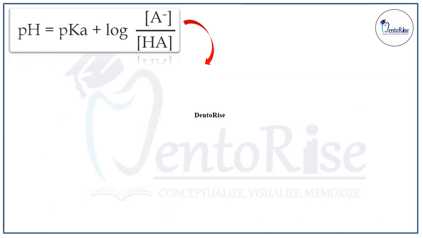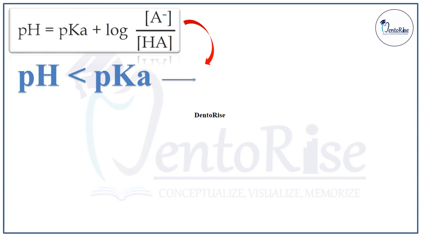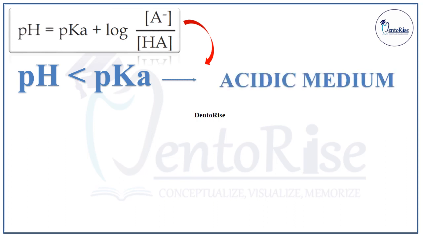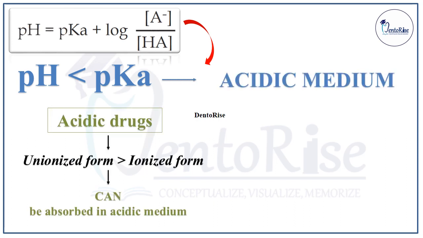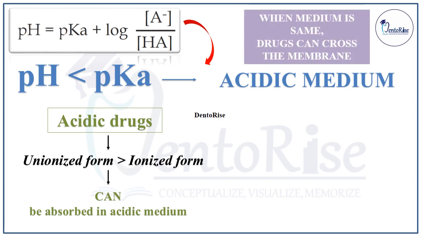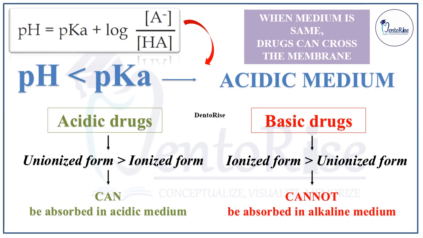Whenever the pH is less than pKa, the medium becomes acidic, into which only the acidic drugs can be absorbed because of more availability of the unionized form of the drug, thus the lipid soluble form of the drug, which can cross the biological membrane into that acidic medium. On the other hand, basic drugs become ionized in the acidic medium, because of which they are not in the lipid soluble form and thus cannot be absorbed in that medium.